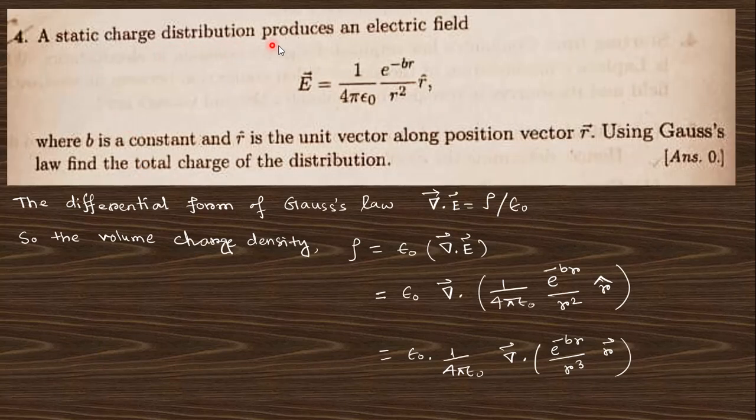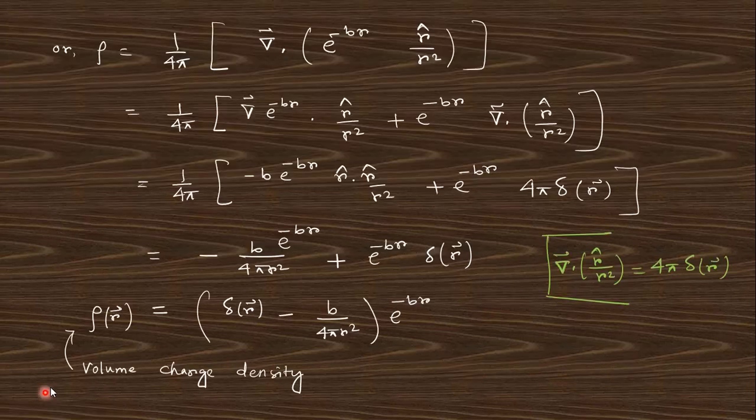A static charge distribution produces an electric field. This is the electric field produced by the static charge distribution, where b is a constant and r cap is the unit vector along this direction. Using Gauss law, find the total charge of this distribution. The differential form of the Gauss theorem, you know this, so rho can be written as epsilon naught times the divergence of E. If you take the divergence of this function and separate out these two portions, you get these two terms, and this derivative we have already found, that is 4 pi delta r.